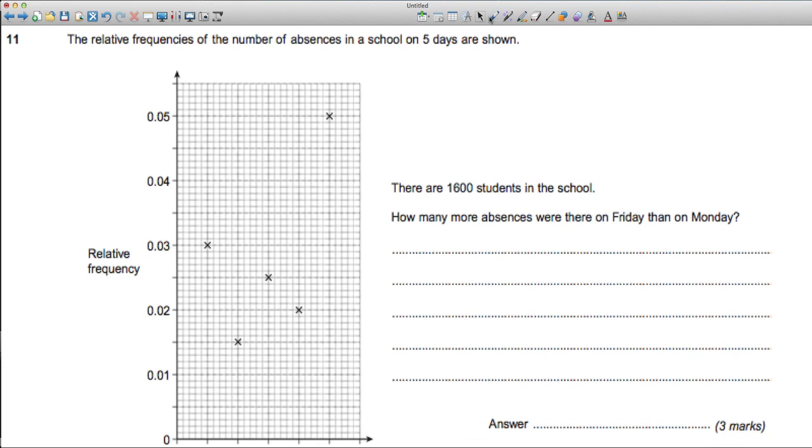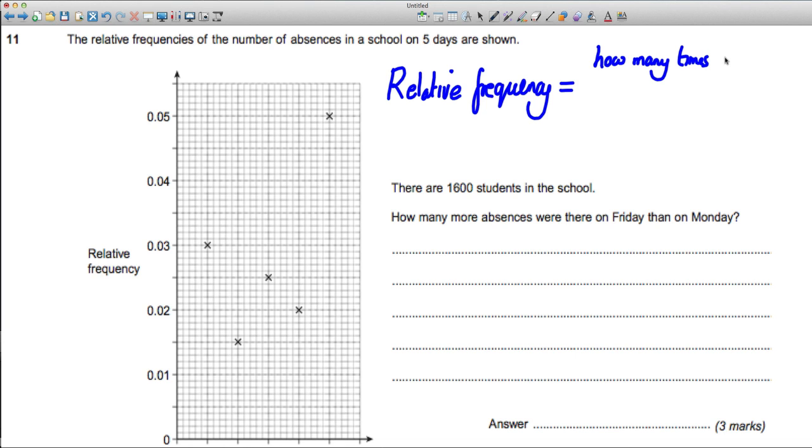The relative frequency formula. Relative frequency is equal to how many times something occurred over how many trials you did. Now, let's have a closer look at this diagram here.